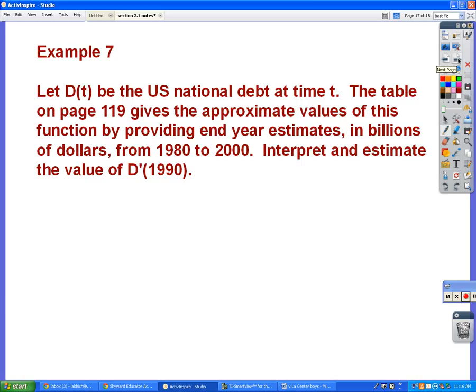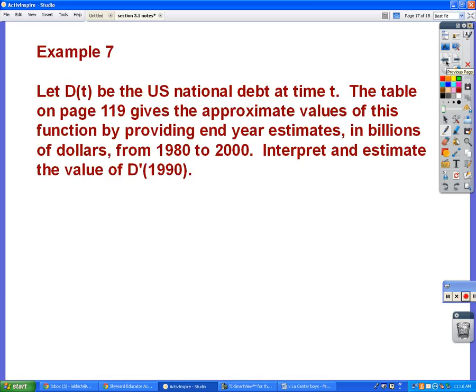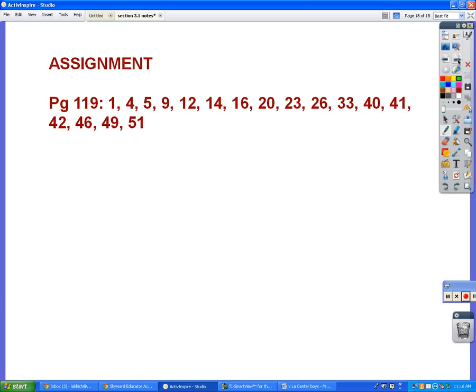Okay, so here is an example of our U.S. debt, and that would be the amount that it's changing at each year. Okay, but that's not important. It's actually very important because it could be affecting our children.